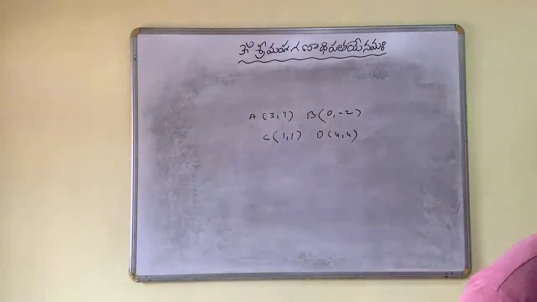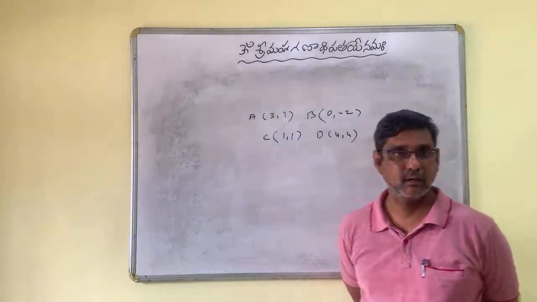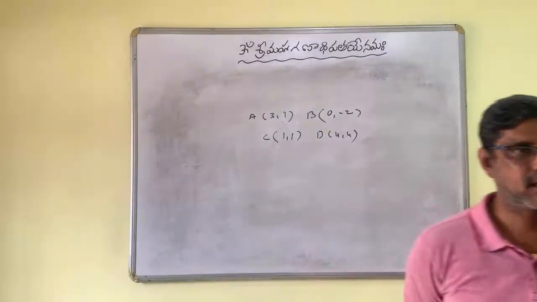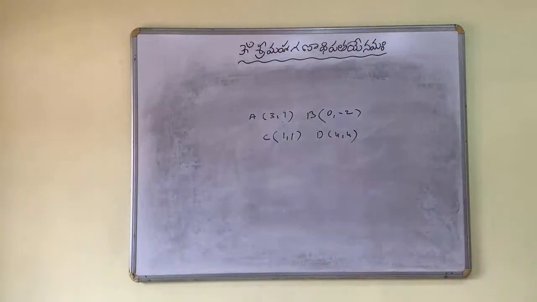Find the midpoints of AC and BD. Very good. Prove that they are the same. Okay, if they are the same, midpoint of AC and midpoint of BD are equal. So then, what is your conclusion? Then they are the vertices of a parallelogram.